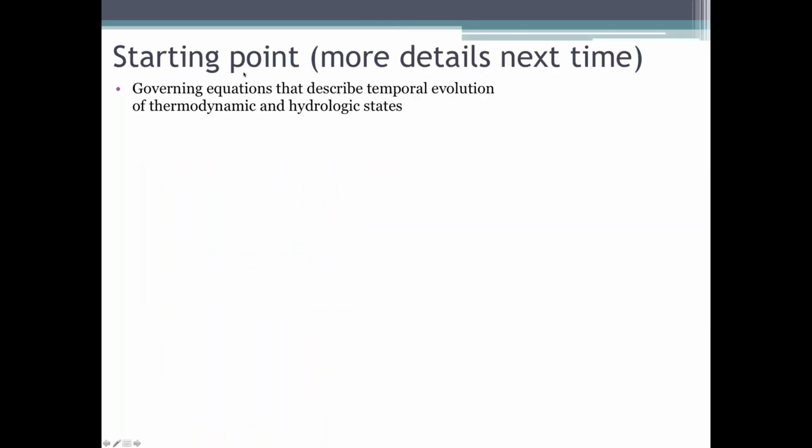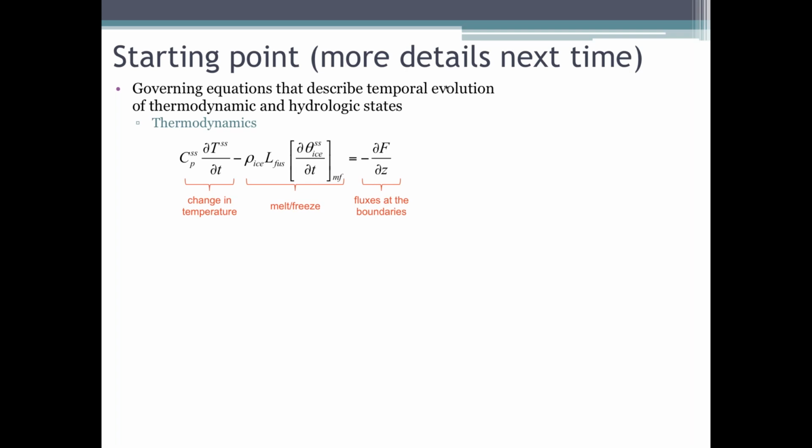Okay, so now this is a starting point. I'm going to show you some equations. We will be going through the details throughout the rest of the course. But to describe the temporal evolution of the thermodynamic and hydrologic states, we need some equations of thermodynamics. We need our model to be able to handle the change in temperature with each time step, the melt or freeze of liquid and solid components of our snowpack, and the fluxes of energy at the boundaries. We'll need this for each layer that we choose to represent in our snowpack.